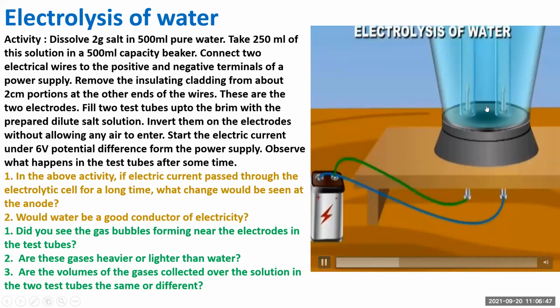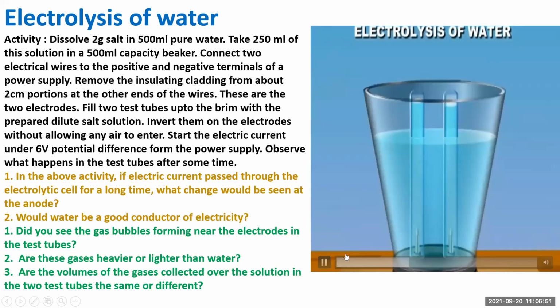Since it is a salt solution, the salt dissociates and current starts flowing through it. Now what happens as the current passes through it? The water starts to decompose. The decomposition of water begins here. Water is a molecule of oxygen and hydrogen, so the decomposition of water, obviously, gives you hydrogen and oxygen.